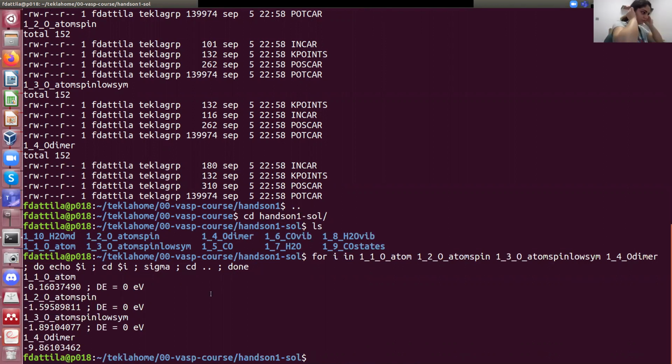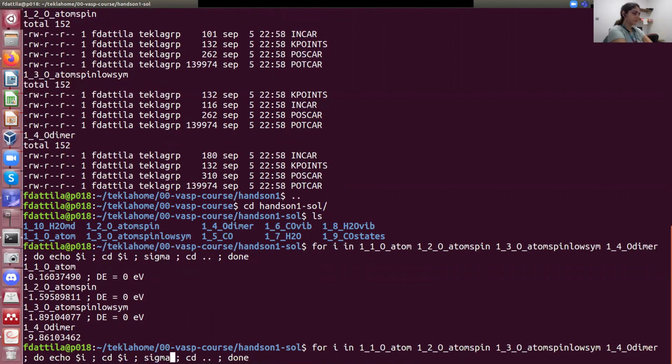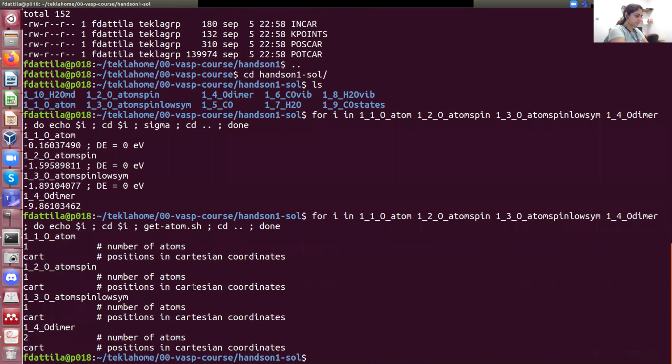Okay, let's see how many atoms you had because I also forgot about that. So again, I had another script to do that, another stupid thing that is just printing the number of atoms that you have. So you see that in this case, you have one atom, two atoms, okay? You already see that here you have an energy of minus 0.16 electron volt. When you put the spin, you go to minus 1.59, okay?